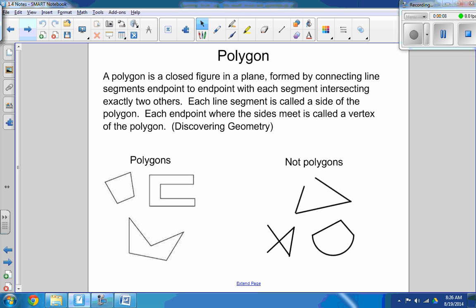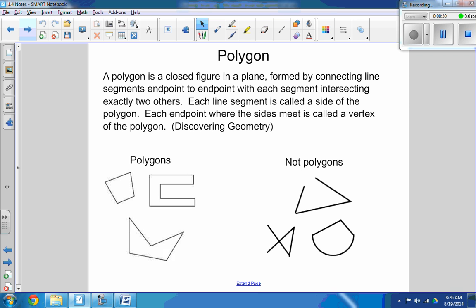So the first idea is a polygon. A polygon is a closed figure in a plane, formed by connecting line segments end to end, with each segment intersecting exactly two others. Each line segment is called a side of the polygon. Each endpoint where the sides meet is called a vertex of the polygon.